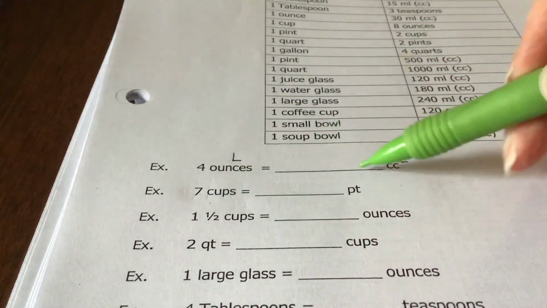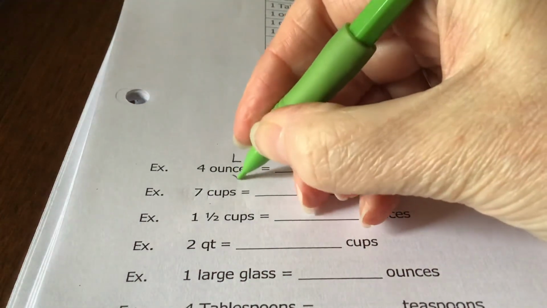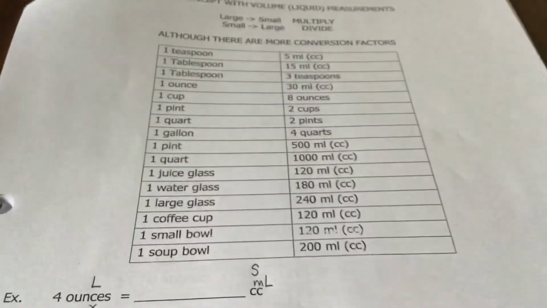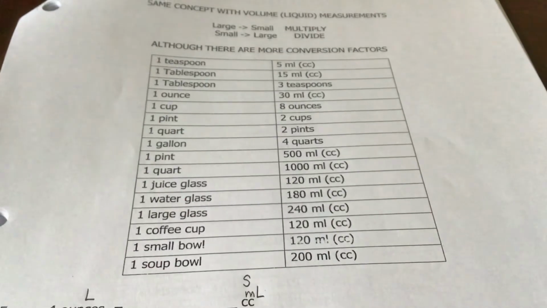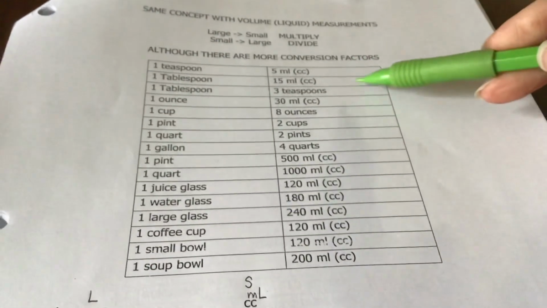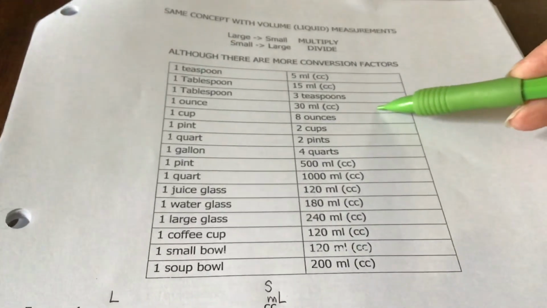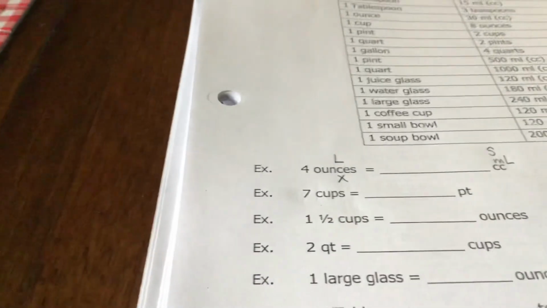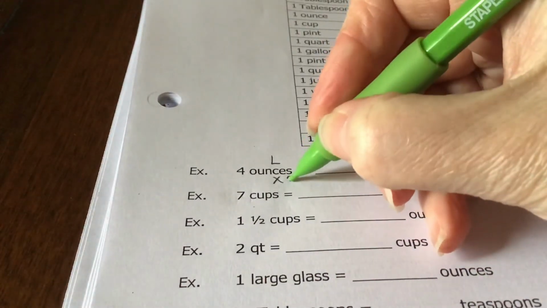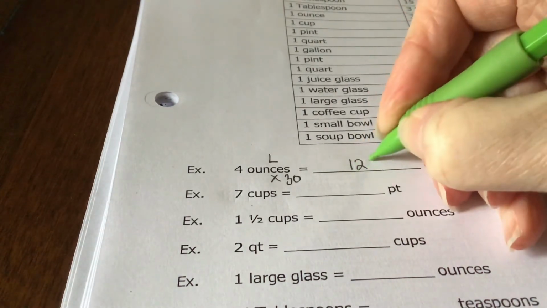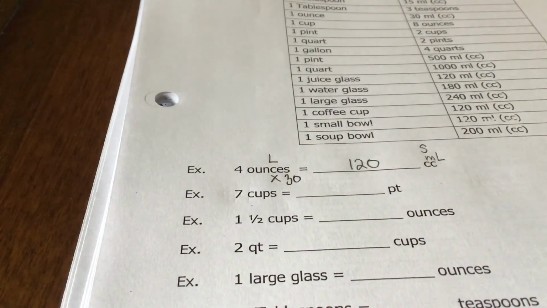So we're going large to small. Large to small means that we multiply by something. See that up there? Large to small, we multiply. And we're going to look to this chart. If you don't know it, it's the fourth thing down on the chart there. 1, 2, 3, 4. There are 30 milliliters in an ounce. So I'm going to multiply this by 30. So that means in 4 ounces, there are 120 cc's.